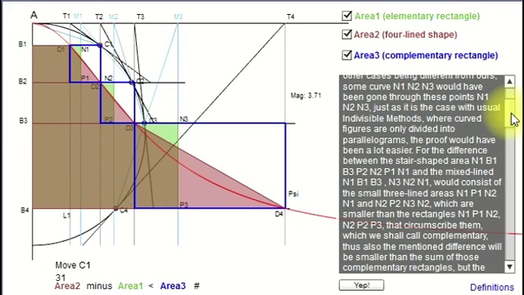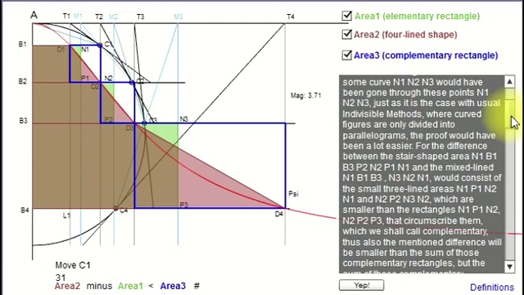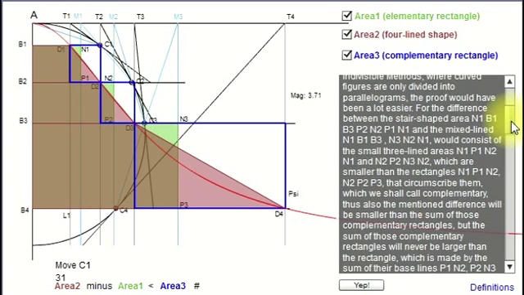b3, and n3, n2, n1 would consist of these small three-lined areas n1, p1, n2, n1, and n2, p2, n3, n2, which are smaller than the rectangles n1, p1, n2, n2, p2, p3, which circumscribe them, which we shall call complementary. Thus also the mentioned difference will be smaller than the sum of those complementary rectangles.